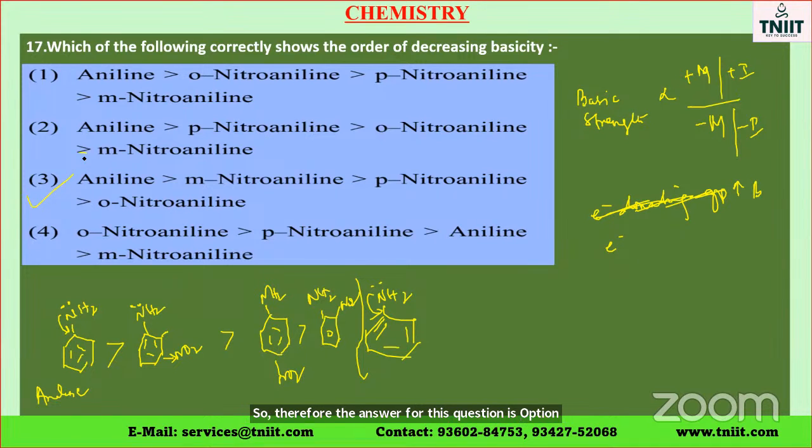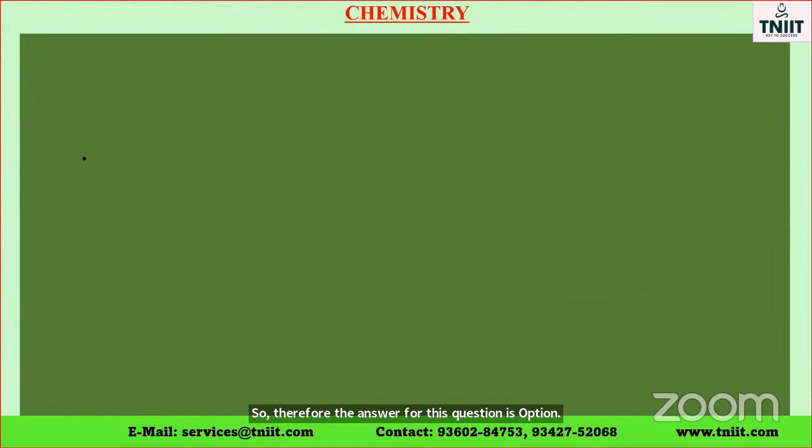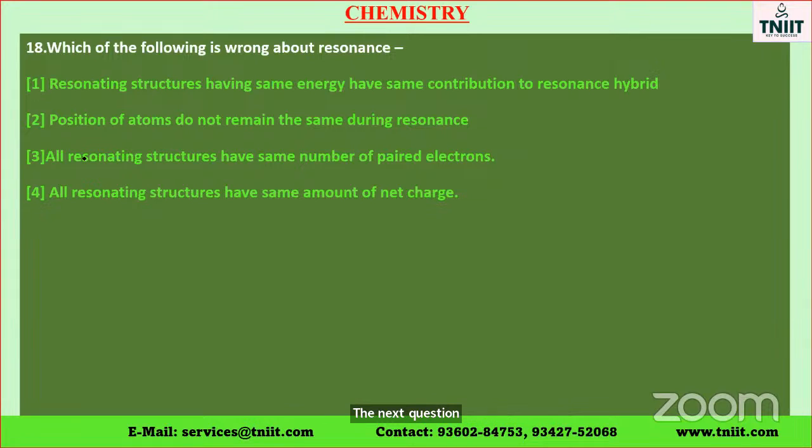The next question. Which of the following is wrong about resonance? Resonating structures having same energy have some contribution to the resonance hybrid. Position of atoms do not remain the same in resonance. All resonating structures have the same number of paired electrons. All resonating structures have the same amount of net charge.